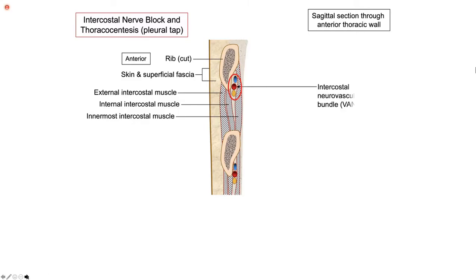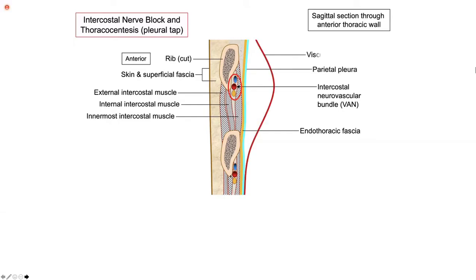So this is my neurovascular bundle. We are good with this. And what is this yellow thing? That's my endothoracic fascia. And this is my parietal pleura. This is my visceral pleura. Why has it been bulged that much? Because there is some problem. There is some pus which has accumulated here. So I call it pyothorax. If pus appears in my pleural space, I'll call it pyothorax.